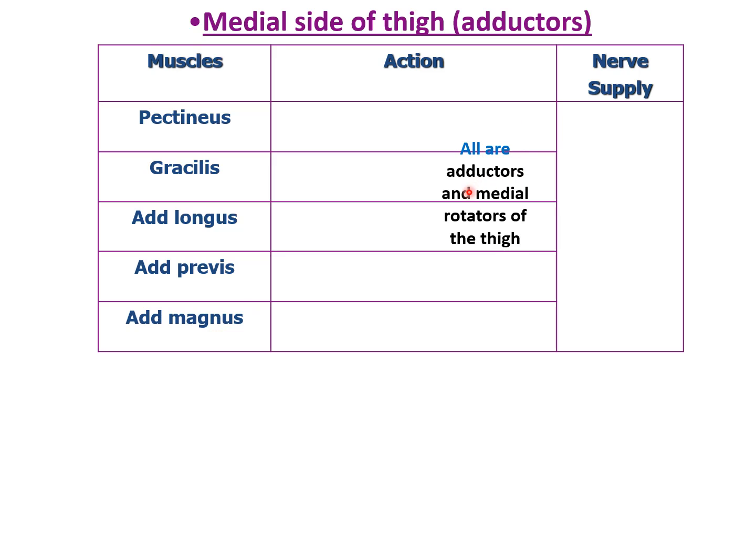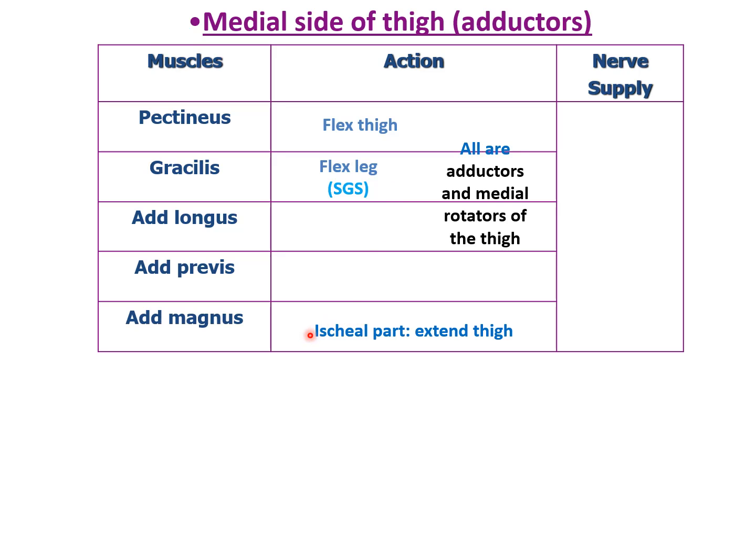All are adductors and medial rotators of the thigh, and some other muscles have extra action. Like pectineus, as it is in the anterior compartment in the femoral triangle, it acts like iliacus and psoas major. It has an action of flexion of the thigh. Also gracilis flexes the leg, as it is attached to the medial surface of the tibia, like sartorius.